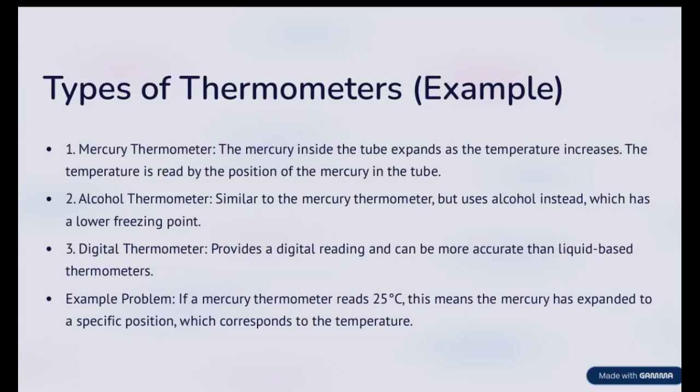Now the modification of the thermometer came to become the digital thermometer. This thermometer is used for more accurate reading, and can be used for both extremes, both high and low temperature. So these are the examples or the types of thermometer.